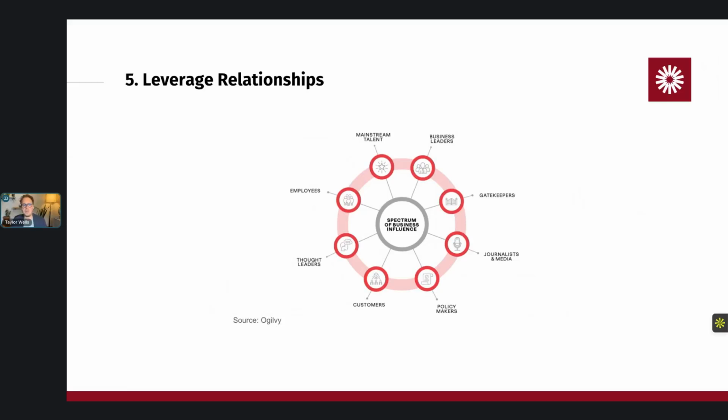Strategic partnerships are an obvious one here, but there are customers, employees, mainstream talent, gatekeepers, journalism and media, policymakers, business leaders. There are all sorts of cool things in relationships, whatever your strategy is, whether it's inbound or outbound, or whether you're going after small ACVs or large ACVs, large customers. Integrating relationships into every single part of your buyer's journey, I've never seen it not pay great dividends. So I like to leverage all these things in every strategy, right? And we'll talk about that in a second.